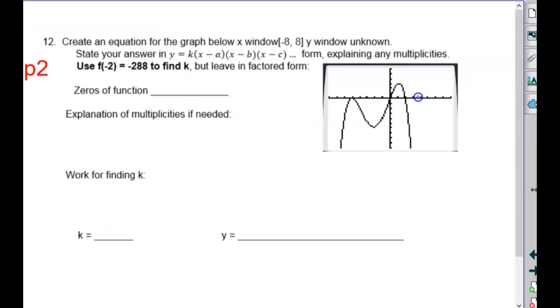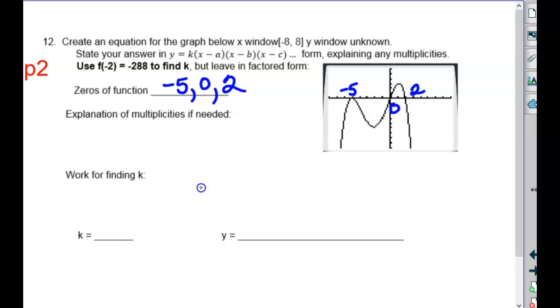Number 12, again, one I worry a lot about because it's a lot of points. First of all, the zeros, you just look at the graph. Where is it touching or crossing the x-axis? Negative 1, negative 2, negative 3, negative 4, negative 5, 0, and positive 2. Does that seem right, guys? Any order you want.